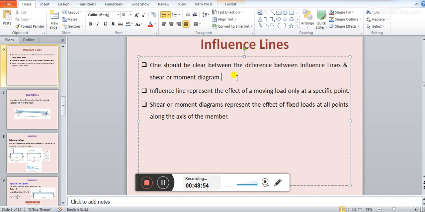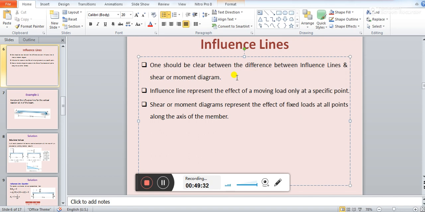However, in case of the influence line diagram, you are getting the effect of the moving load. That means when the load is moving over the member, then for a specified point, because of the changed position of the load, you will be able to find out what influence the load is making at that point on various quantities like bending moment, shear force, reaction and deflection.